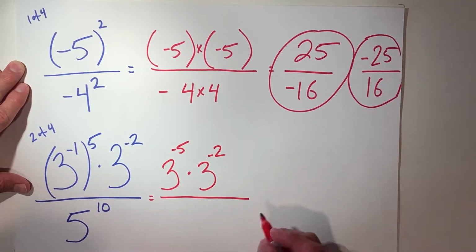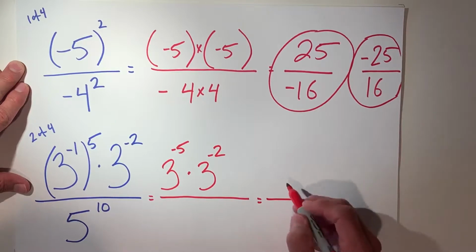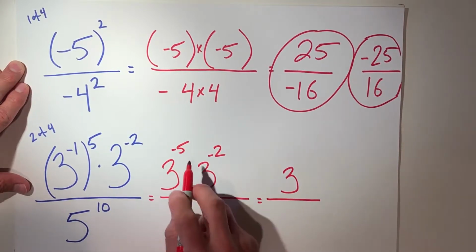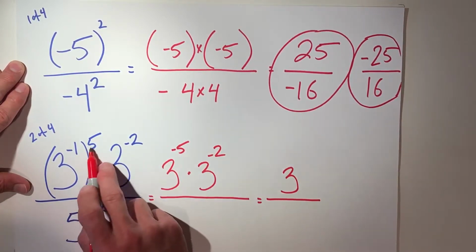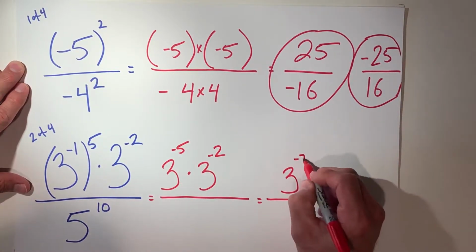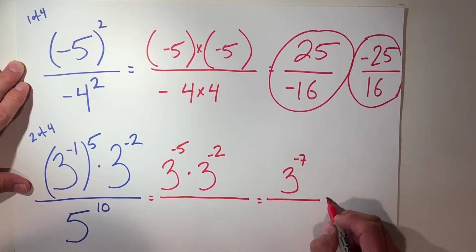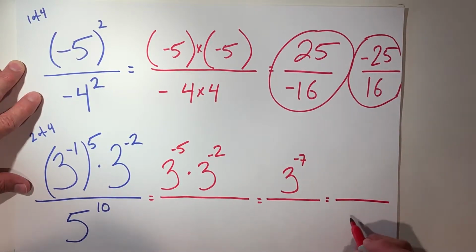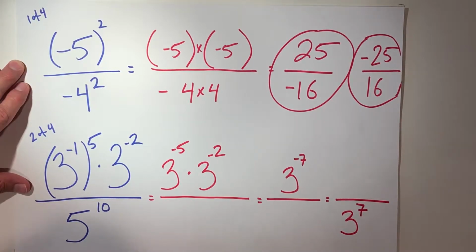And I guess while I'm working on the top, let's keep working on the top. 3 to the, let's see, these are adding, right? This was multiply, but when they're side by side, they add. So negative 5 plus negative 2 is negative 7. And I sure don't like negatives, so now I'm going to essentially just do this. And that's what I've done with the 3's.